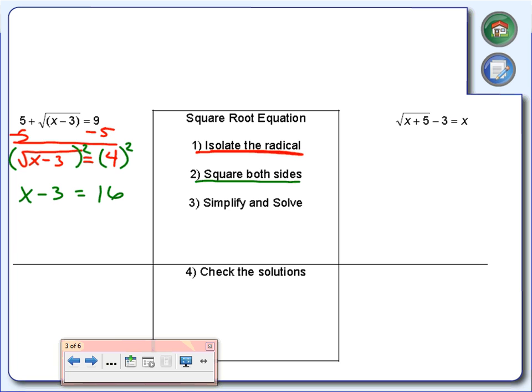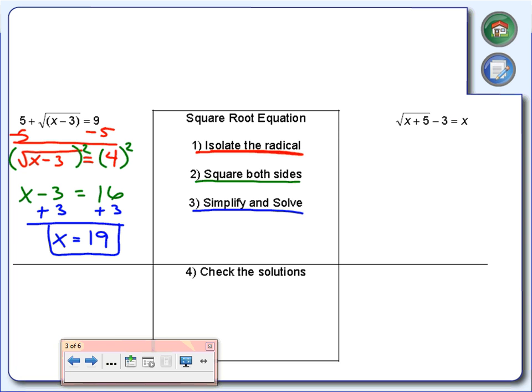This is just like any other equation that we worked with in the past. So now we're going to simplify and solve that. In this case, all I have to do to solve it is add 3. And 16 plus 3 is 19. So the solution to this equation is 19.